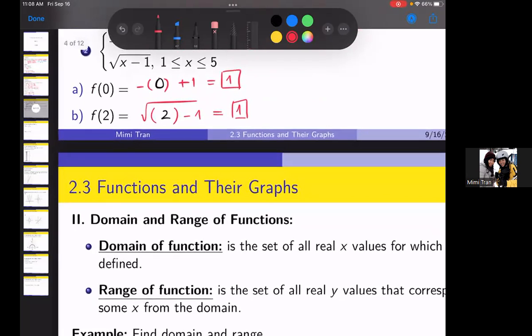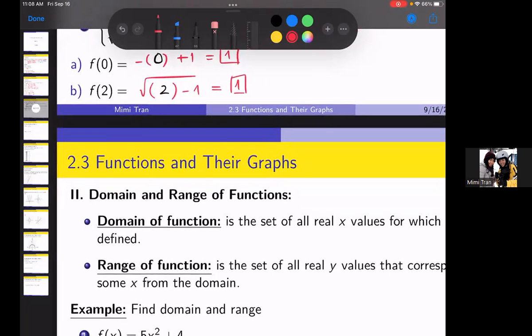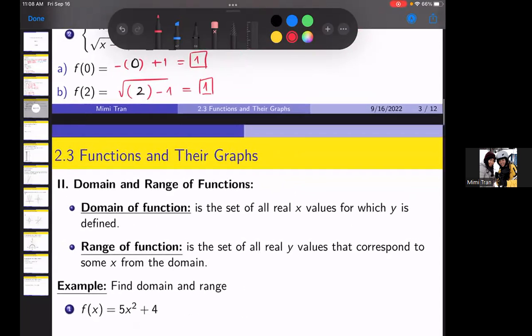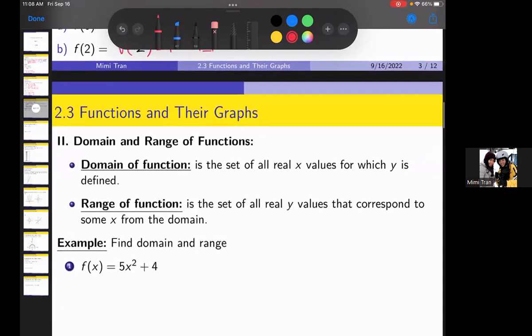All right, talk about domain and range. Domain is the set of all real x values for which y is defined. So that's a formal definition. Now, for us, when I ask you for the domain, mostly we're looking for the value that makes the function undefined, right? And then we say, okay, the rest is defined. Just this one makes the function go crazy, right? So we don't want that one. So that's the domain, and domain is always your independent variable.